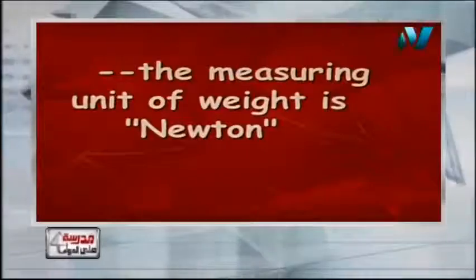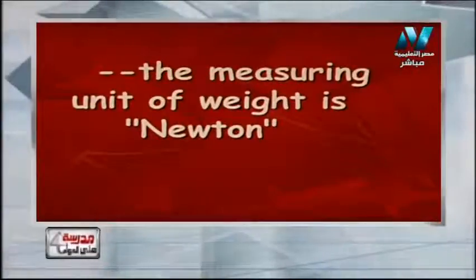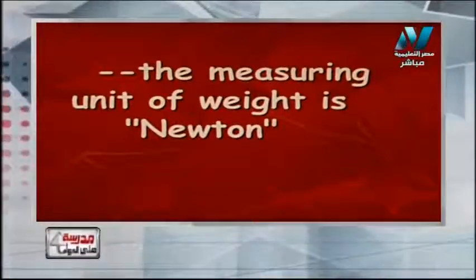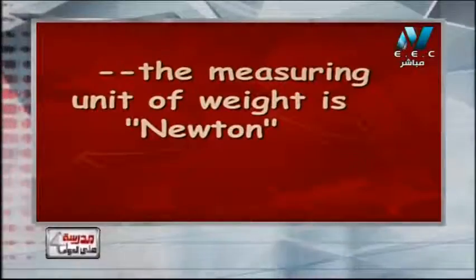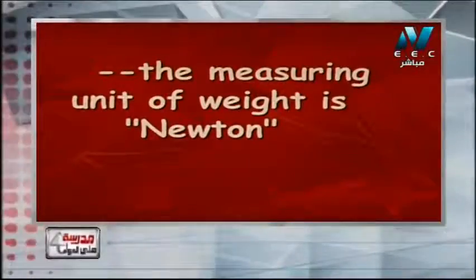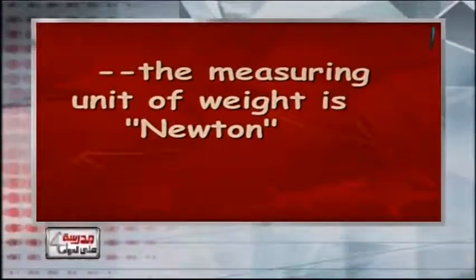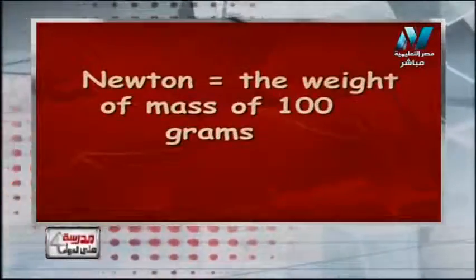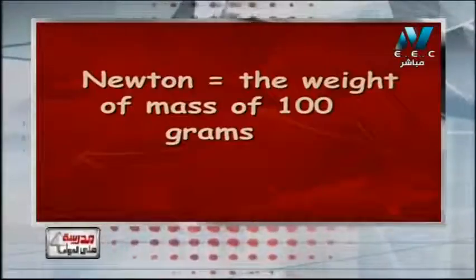So again, what about mass? What is the definition of mass? Mass is the amount of matter in an object. So now, how can we measure weight? We measure it by a unit called the Newton. This is in memory of the great scientist Isaac Newton, whose name we used as the unit for weight. And also we have one Newton equals the weight of a mass of 100 gram.